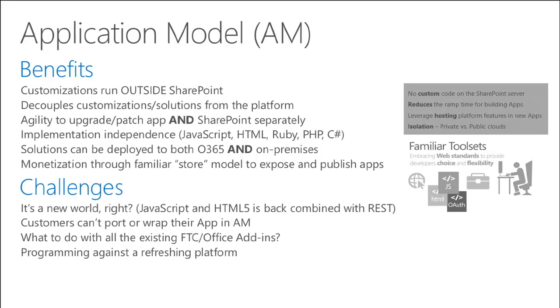Customers can't port or wrap their app in the application model, meaning that there is no button or full trust code upsizing wizard into the app model. You actually have to take a look at this as a migration of functionality and try to find a way to replace functionality in your full trust code with a SharePoint app or an Office app.